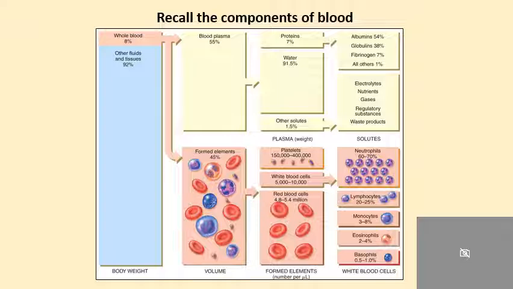Other solutes include electrolytes. We've been talking about electrolytes quite a bit. Electrolytes are charged particles that give rise to physiological electric signals, and we've been talking about sodium, potassium, chloride, calcium, and others. Nutrients include things like amino acids and glucose, and glucose, for example, supports ATP production in all of our body cells. Gases include oxygen and carbon dioxide. Regulatory substances mean enzymes and hormones. And waste products. We'll talk a lot about waste products in this chapter.